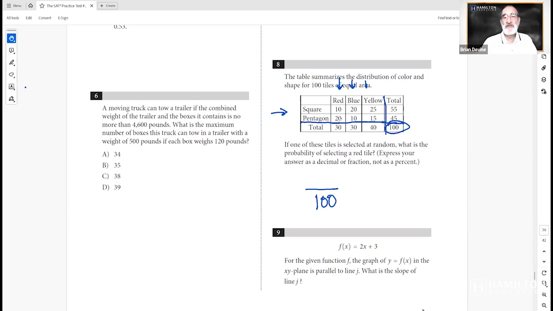Well, the total of all reds is 30, so it'd be 30 out of 100, which is the same as 3 out of 10, which is the same as 0.3. So any of those answers were good to go. These are the ones that you could easily grid in.